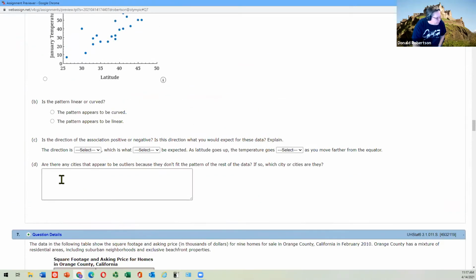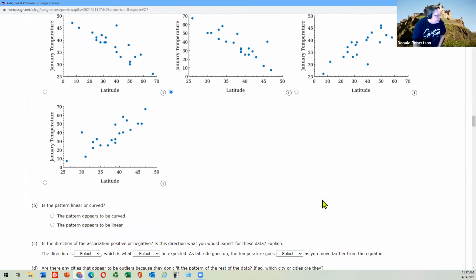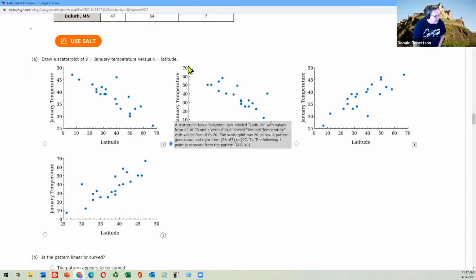Now, sometimes in WebAssign, you get a question where it says, are there any cities that appear to be outliers because they don't fit the rest of the data? And then if so, which cities? So if we accept that this is our data set, we've got to look for exceptional numbers, right? Now, if there was a town where my mouse is pointing, I don't know, can you see my mouse when I move on this thing? Right. If there was one there, I would say it was an outlier. If there was one there, it was an outlier. Do you know, I believe this one is an outlier.